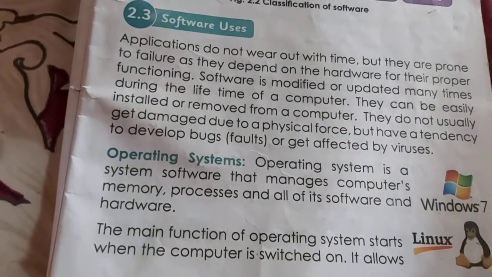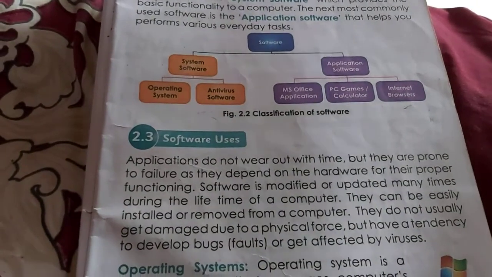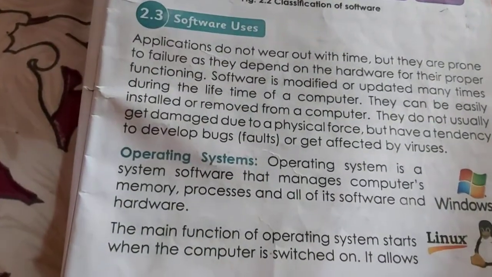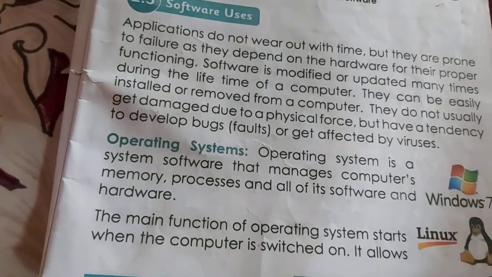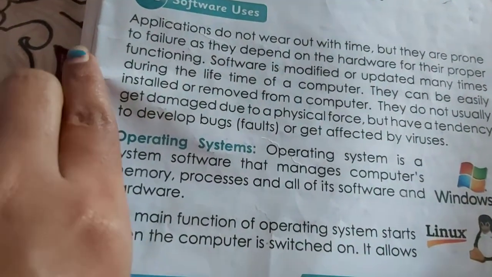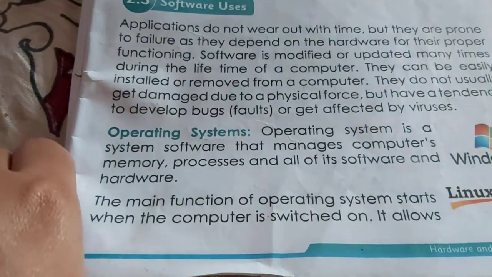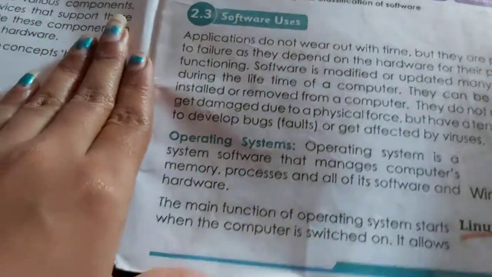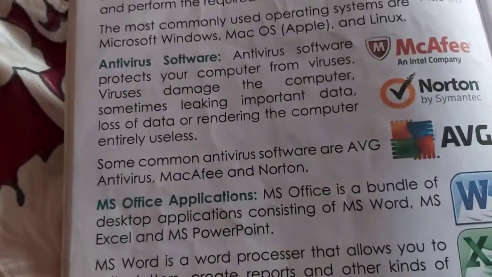Then the operating system is the type of software called system software. It manages the computer memory, processes, and all the software and hardware. All software and all parts of the computer are handled by the operating system. The main function of the operating system starts when the computer is switched on. Then next is antivirus software.